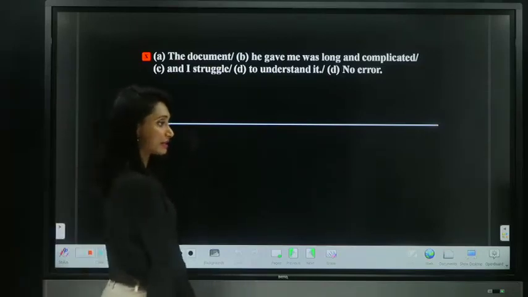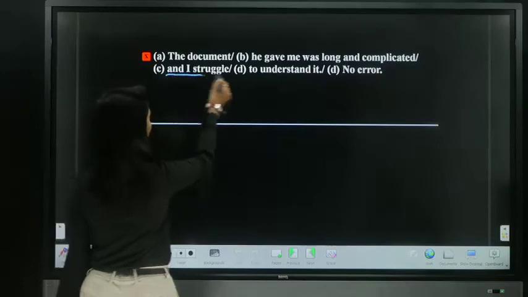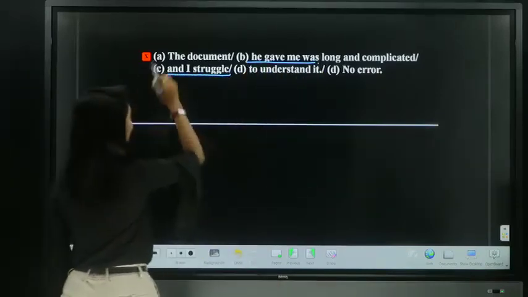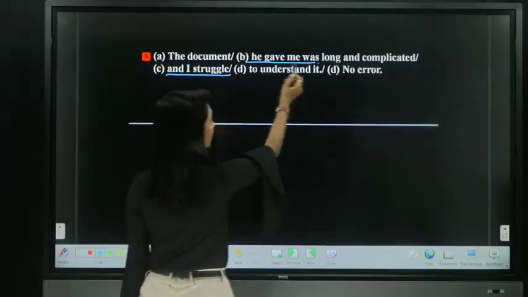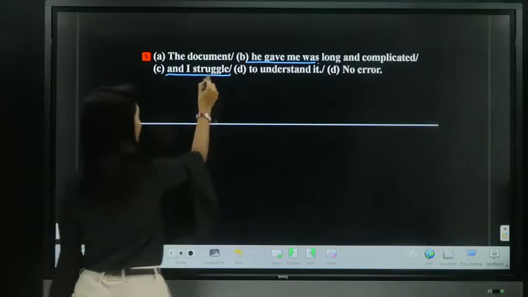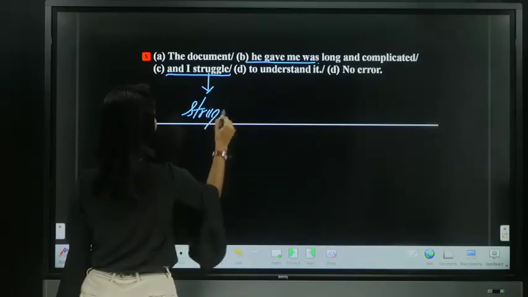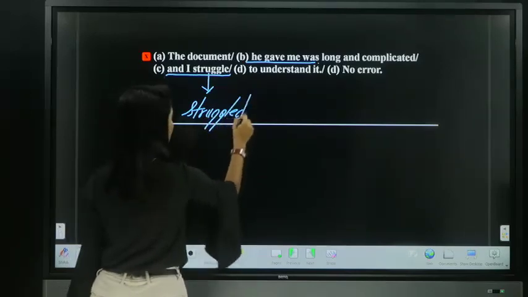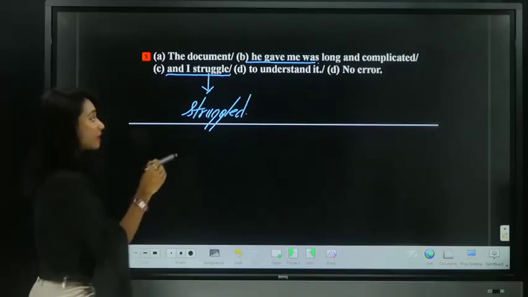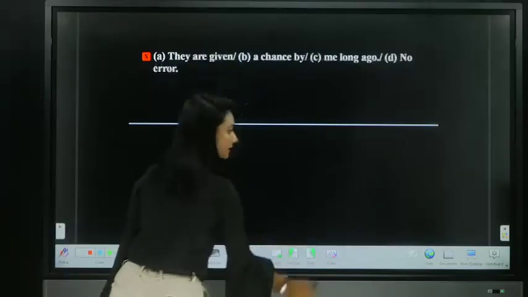Yes, guys. No, Swapna, it is option C because I struggle is in simple present, but actually it should be simple past, right? The document, option A, he gave me was long and complicated, option B. So it should also be in simple past. So what is the past form for struggle? Struggled is the right answer. I hope it is clear to you. This is the correct one, struggled, because it requires both in past form. Now look at the next sentence.